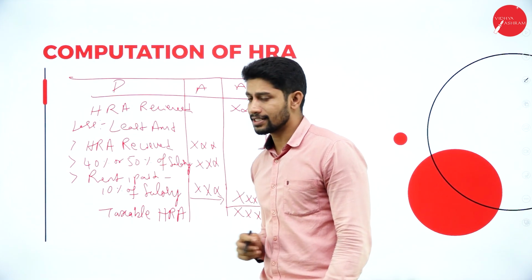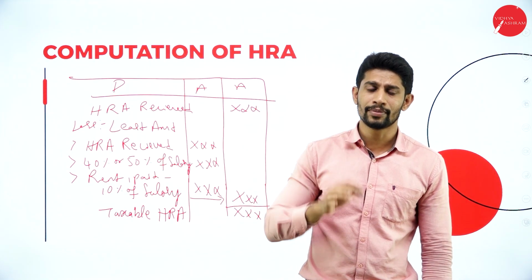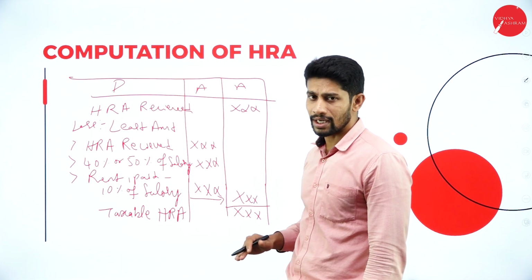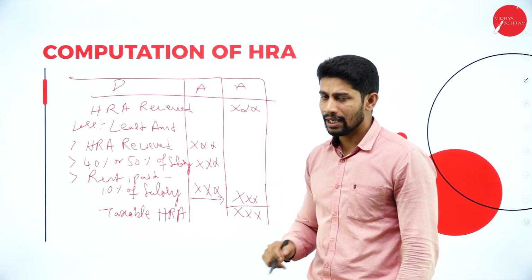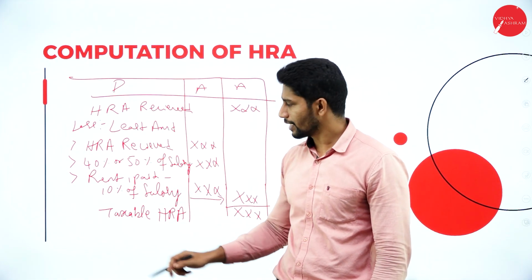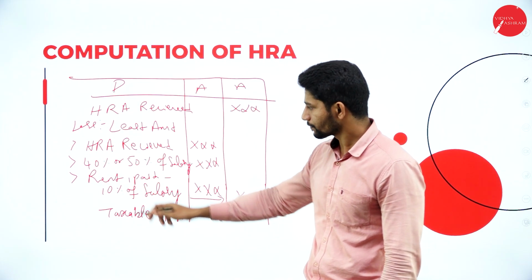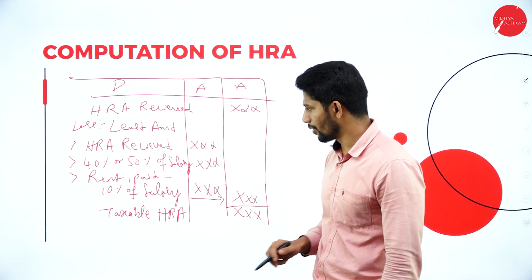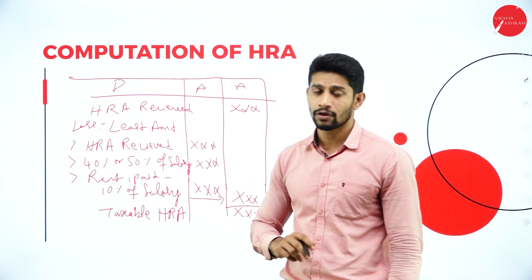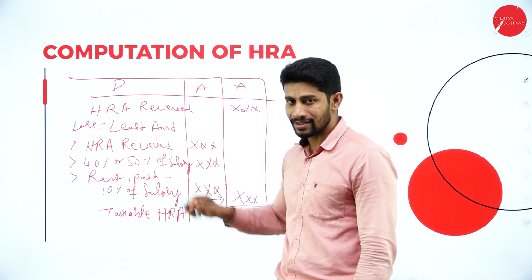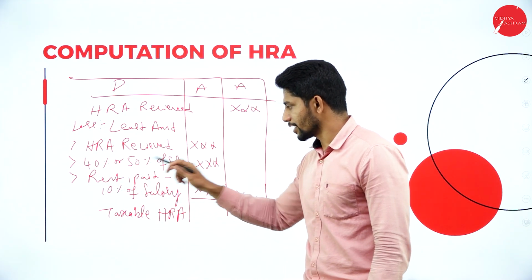First you write HRA received, which will be given in the problem itself. You write this HRA received and take it to the outer column, and less: least amount among these 3. Again you write the same point as the first: HRA received in the inner column, 40% or 50% of salary, I'll explain what salary is, and rent paid minus 10% of salary.